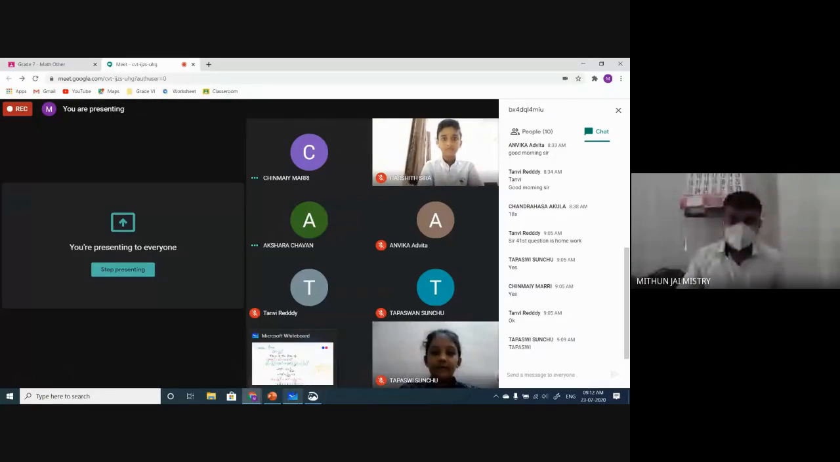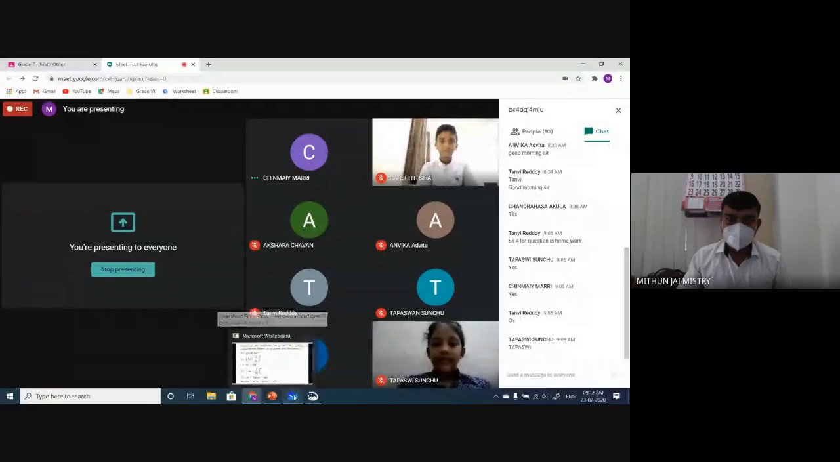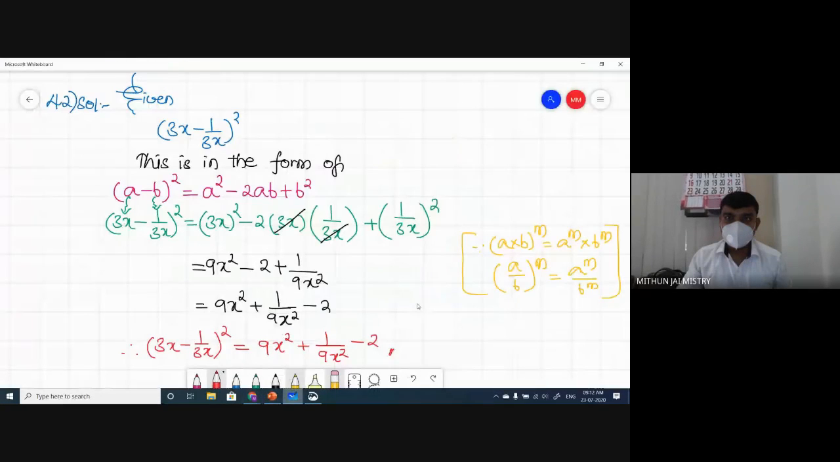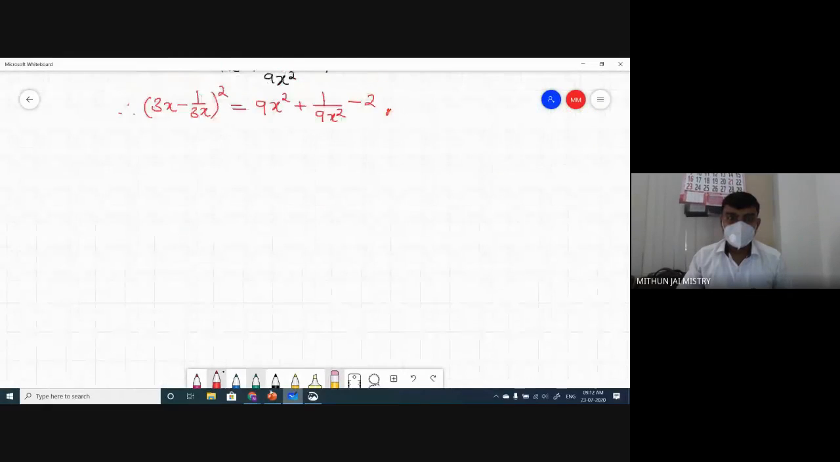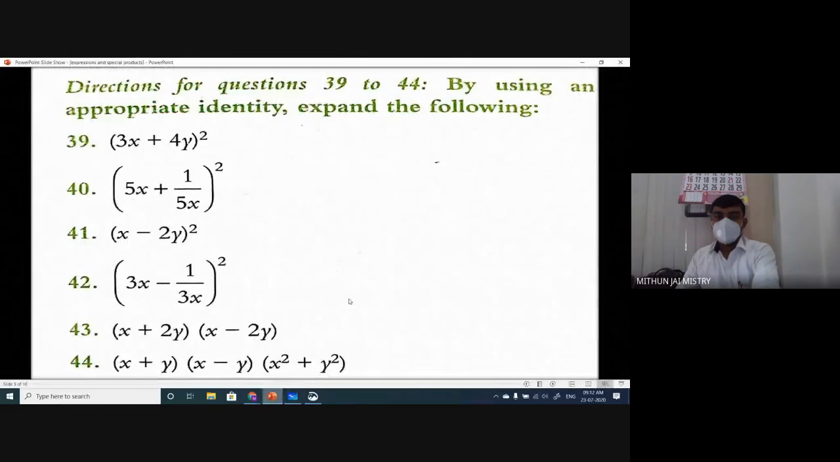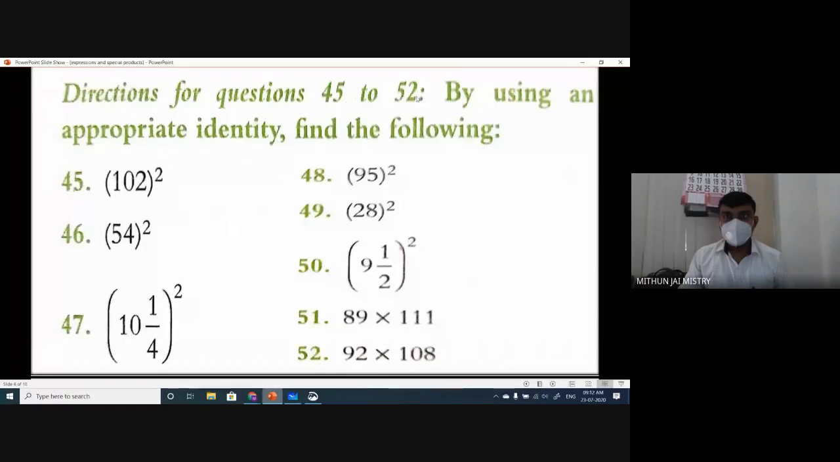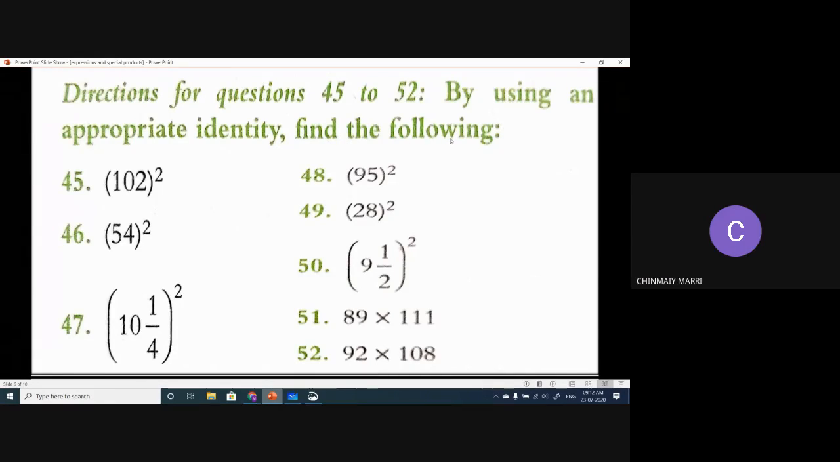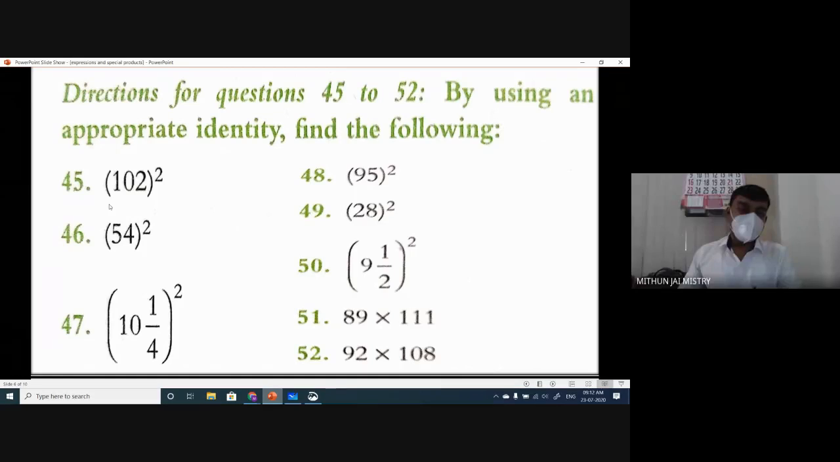So let me go with one more question in a speed up manner, because we have to rush. Otherwise, we have many questions here. We have one more bit, that is from 45 to 52, which also follow some appropriate identity. We have to use identity, and then find the answer. 45th one I will tell, and the 46th one will be homework. So the 45th one, 102 whole square.